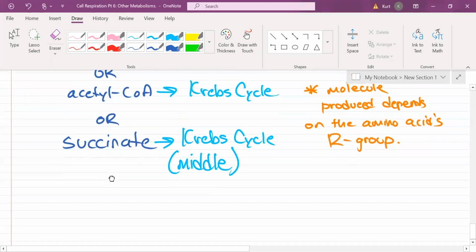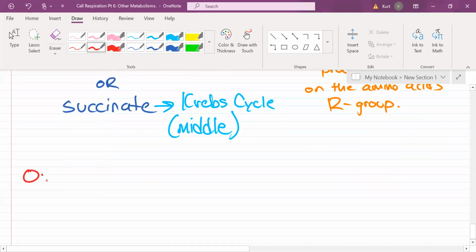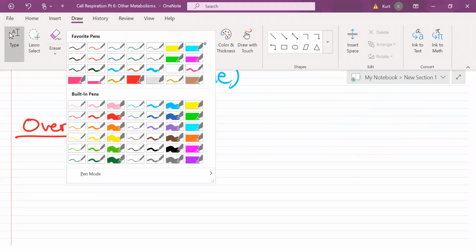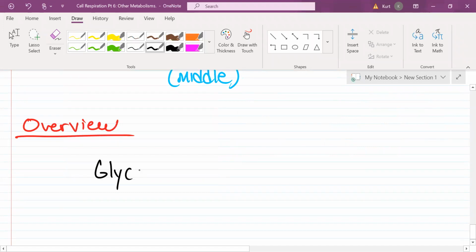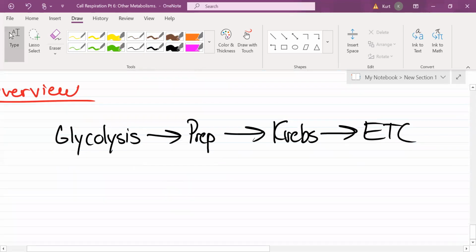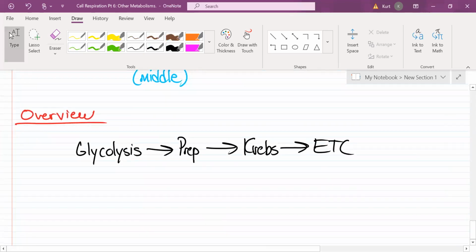So let's do a final overview, and that will be it for today. You have glycolysis, prep, Krebs, electron transport chain. The 4 main steps of cell respiration. Which one is anaerobic? Yeah.